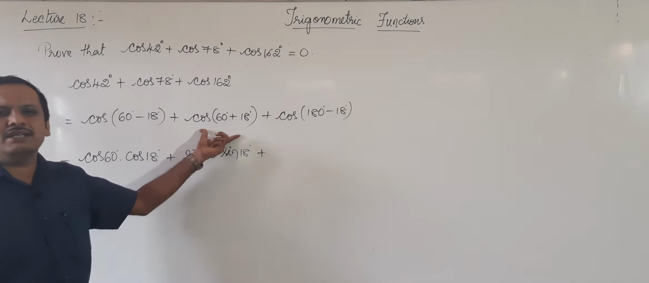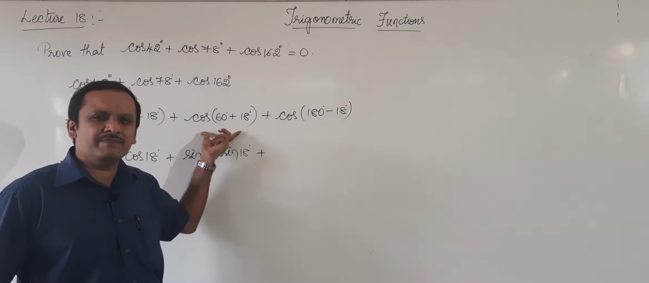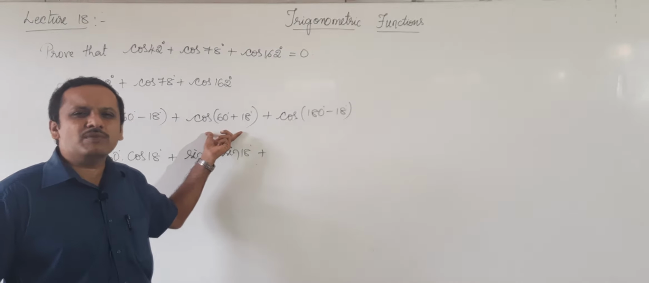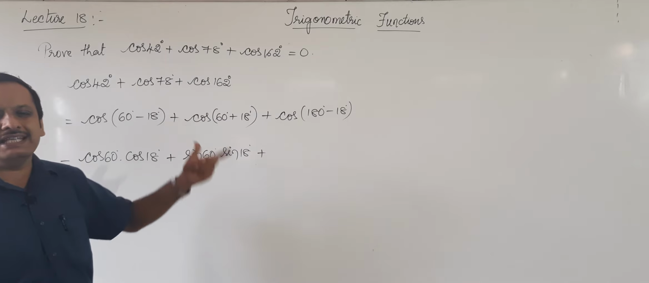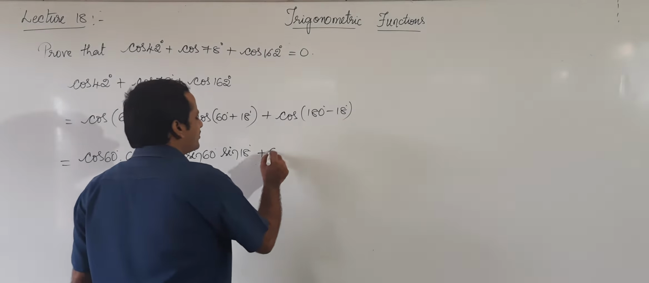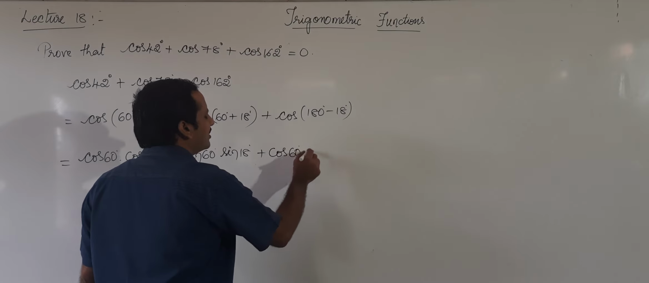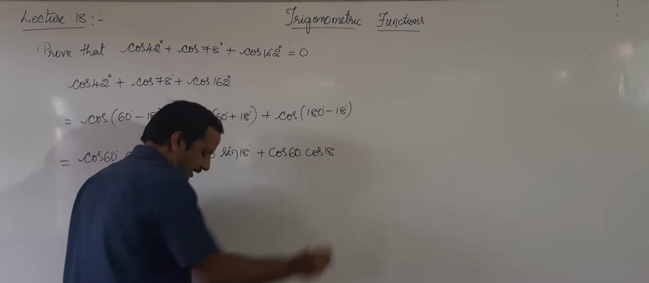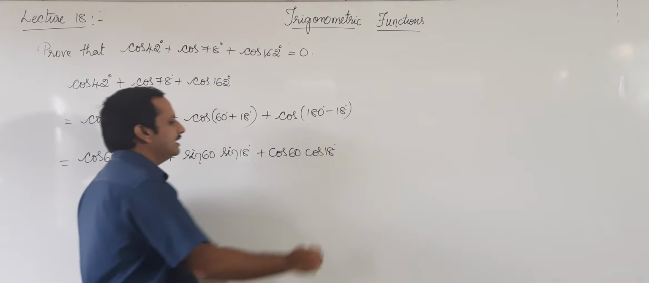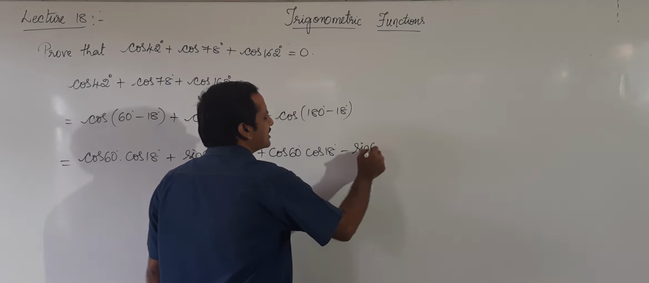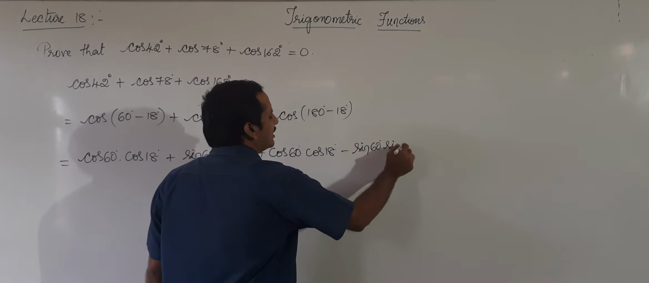Now look at this term. This looks like cos A plus B. Cos A plus B formula is equal to cos A cos B minus sin A sin B. So that will become cos 60 cos 18 minus sin A sin B, that is minus sin 60 into sin 18 degree.